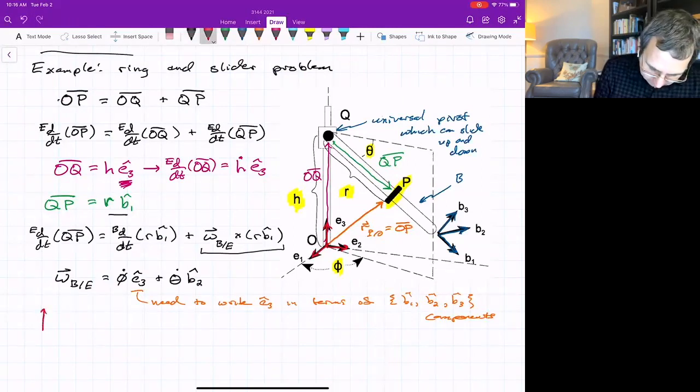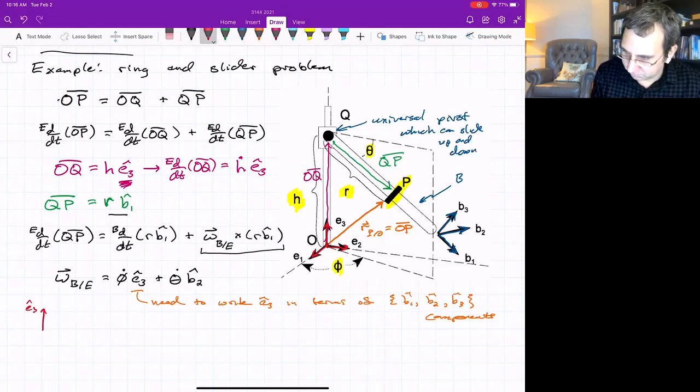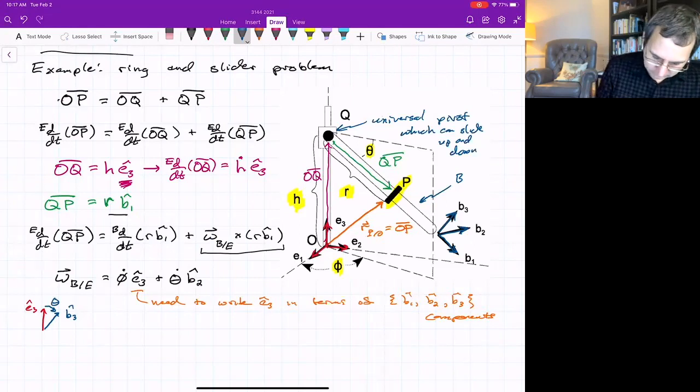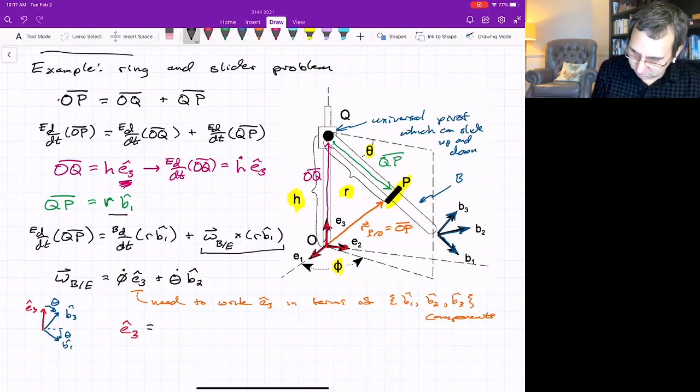Let me write, here's E3. And at this angle that things are shown here, B3 is an angle theta away, and B1. So we could write E3 is equal to cosine theta B3 minus sine theta B1.